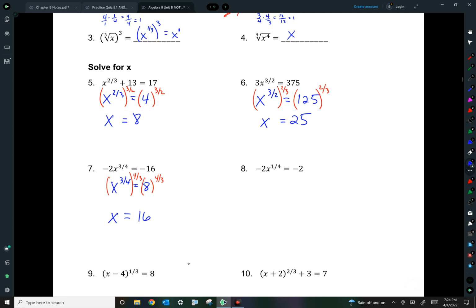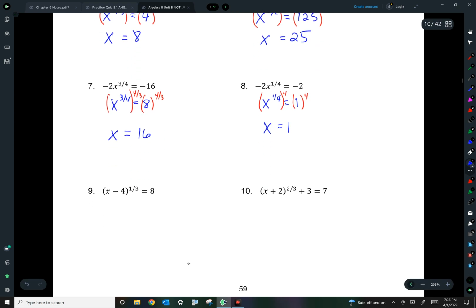On number 8, first I get rid of the negative 2, so x to the 1/4, I'm dividing, so equals 1. And then how do I get rid of an exponent of 1/4? Well, the reciprocal would just be 4, so raise it to the 4th power. So on the left, they cancel, and I just have x. On the right, 1 to the 4th. Well, 1 to any power is just 1. So this is just going to be 1.